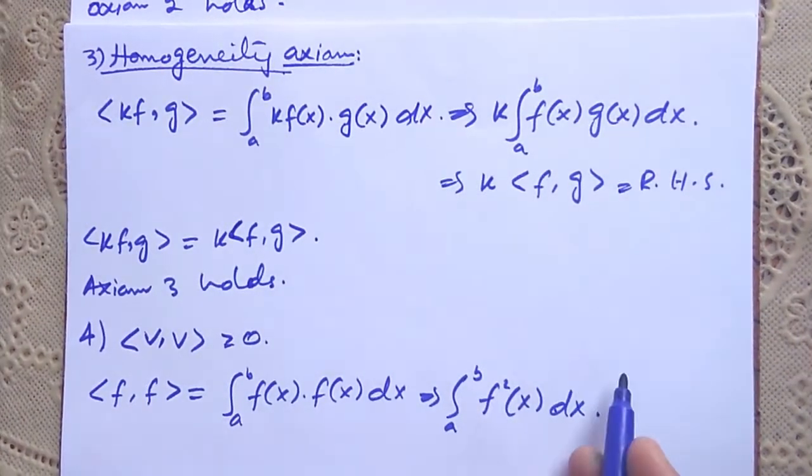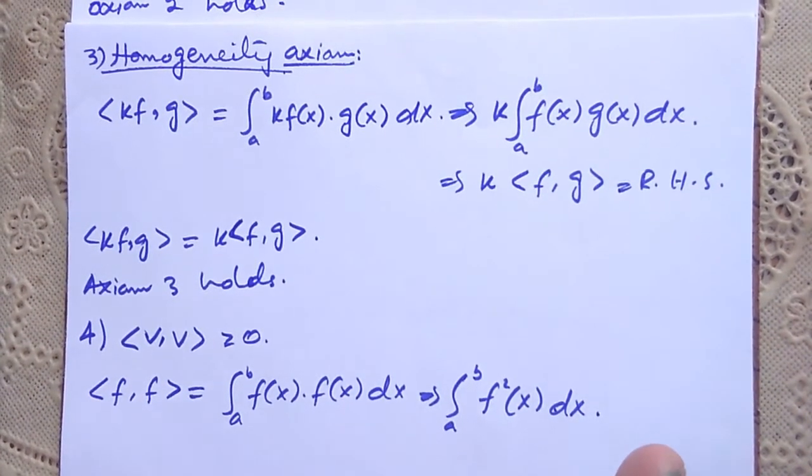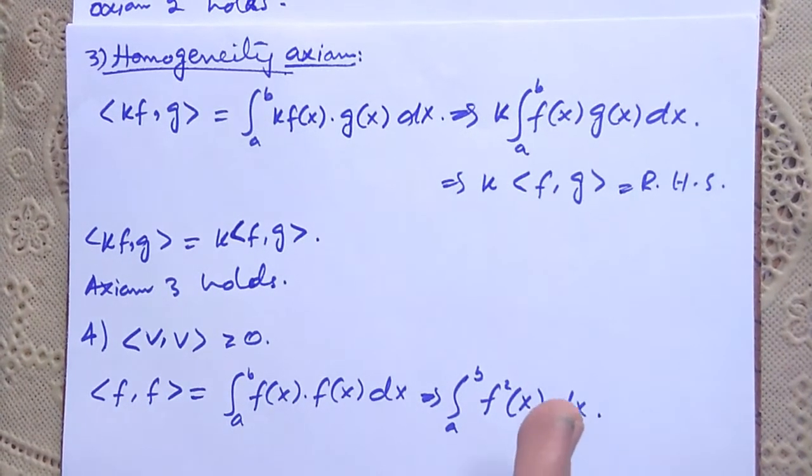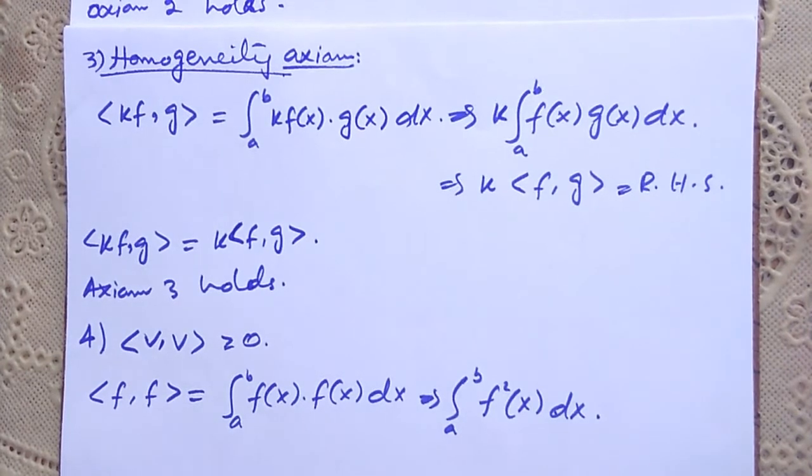And to prove the positivity axiom we have to prove that this integral must be greater than or equal to 0. So it is given that every function in the set is continuous in the interval, and f of x is one of the functions from the set. Because f is continuous, it is defined everywhere in the interval.